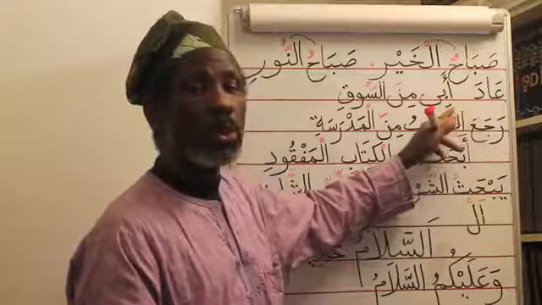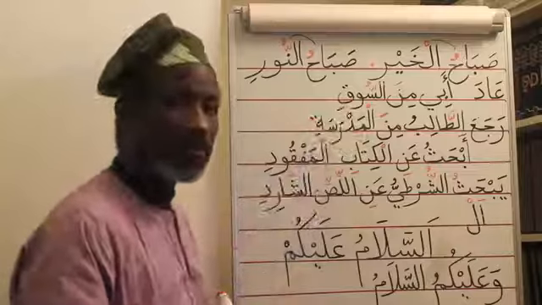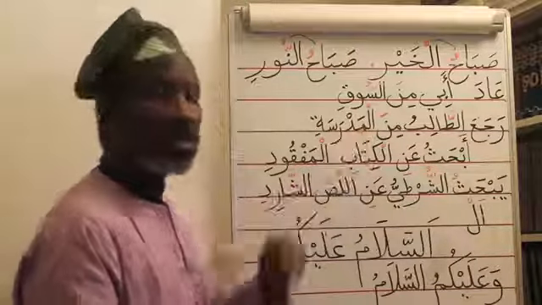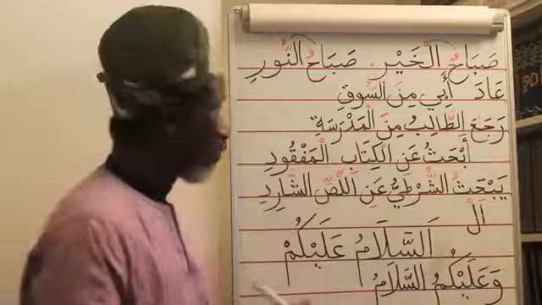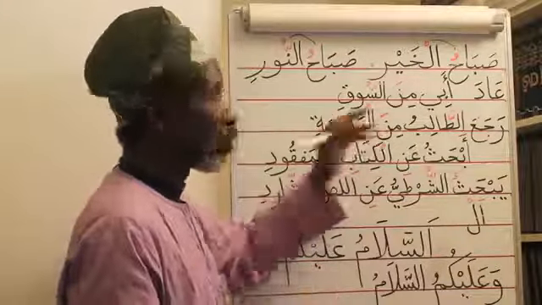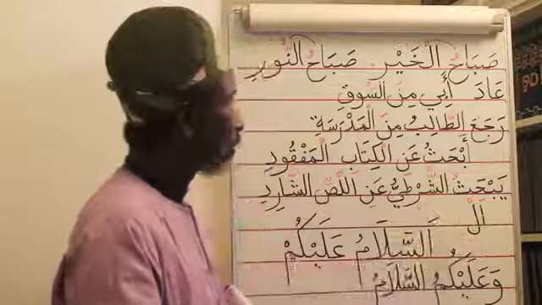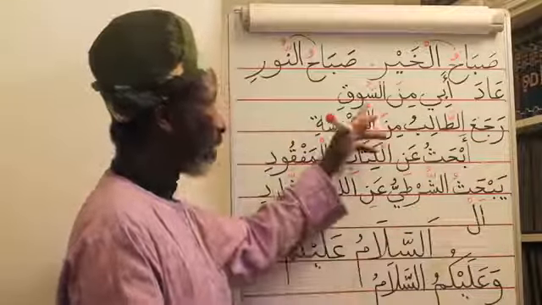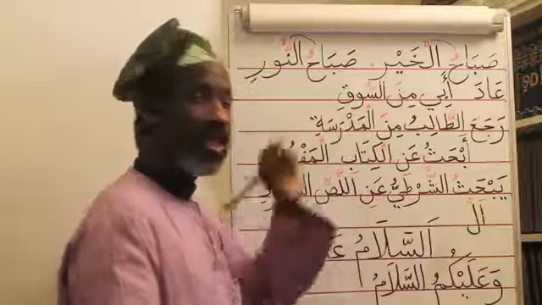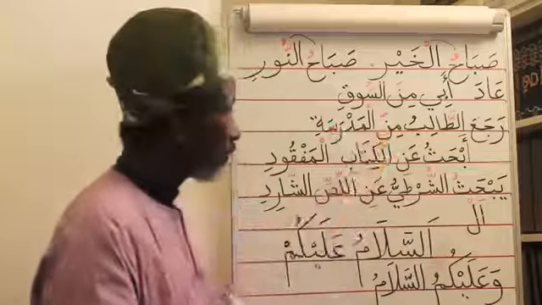Raja'at talibu min al-madrasati. Mim is a moon letter, so therefore it's not carrying any shadda, and there's no reason why we should not keep the sukun on the lam of al. Min al-madrasati. But alif is silent because it's not at the beginning. There is something before it.